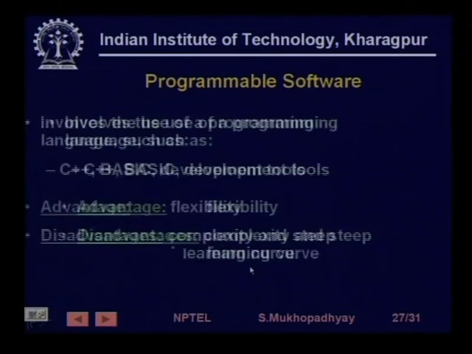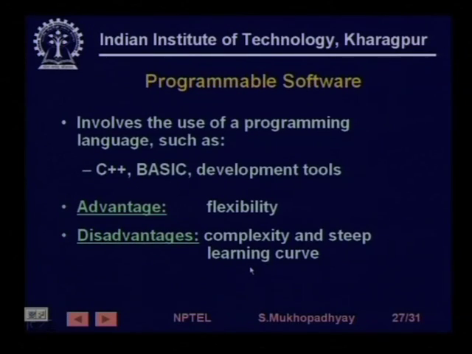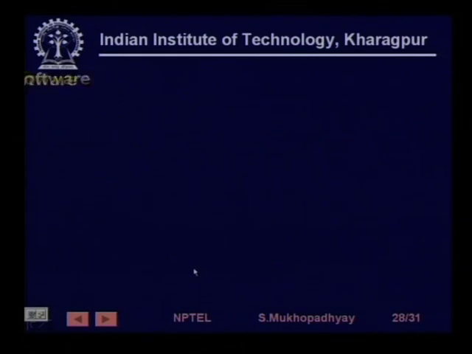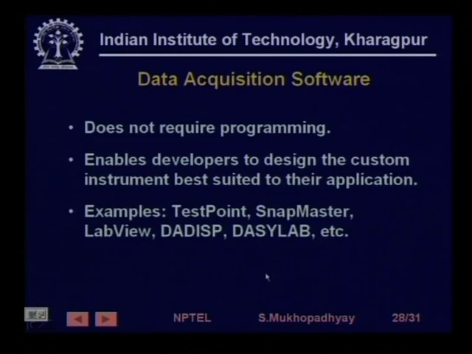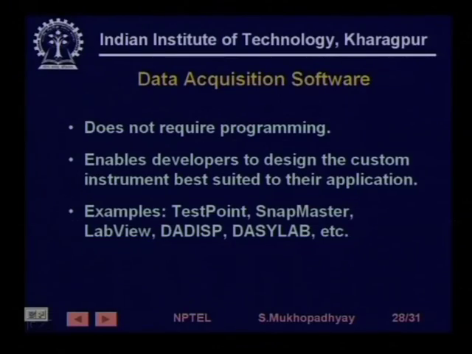So, people use data acquisition software packages. In programmable software the advantage is flexibility and the disadvantage is complexity and a very steep learning curve. While if you have data acquisition software, then it does not require programming. Generally it requires graphical programming, in the sense that using very common sense and domain related quantities you can actually configure the system and get data and then display it. So, it enables developers to design custom instruments best suited to their application. There are various examples. For example, a common one with which I am familiar is LabVIEW, but there are a few others also.